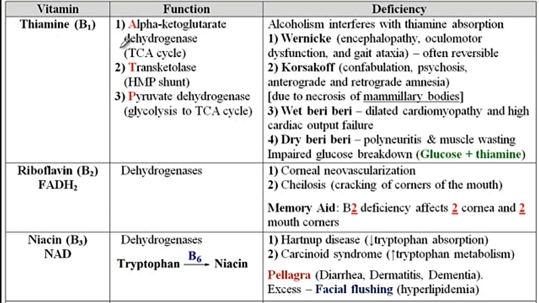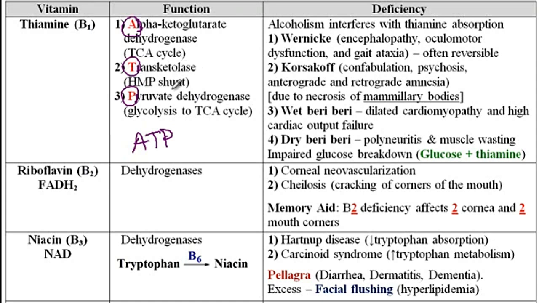So one way that I memorize the enzymes that are dependent on the thiamine or vitamin B1 is that the TCA cycle is important for ATP production. So vitamin B1 is very important for ATP production, and the enzymes that are being affected include ATP. So alpha-ketoglutarate, transketolase, as well as pyruvate dehydrogenase.